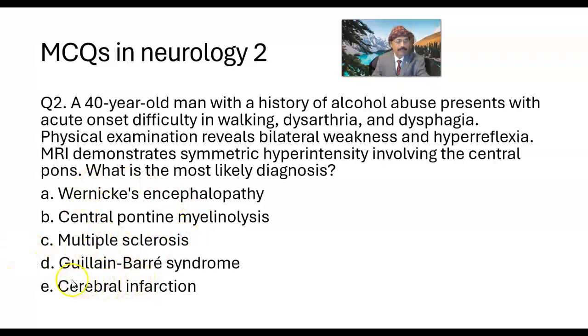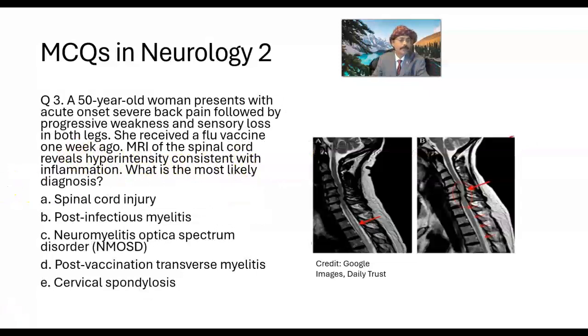Again, the correct answer is central pontine myelinolysis. MRI is diagnostic: symmetric hyperintensity involving the central pons. Okay, question number 3.